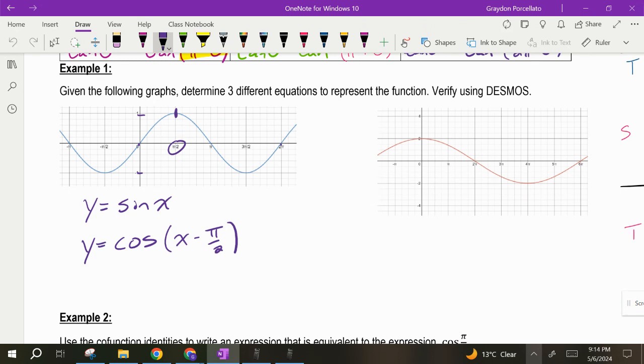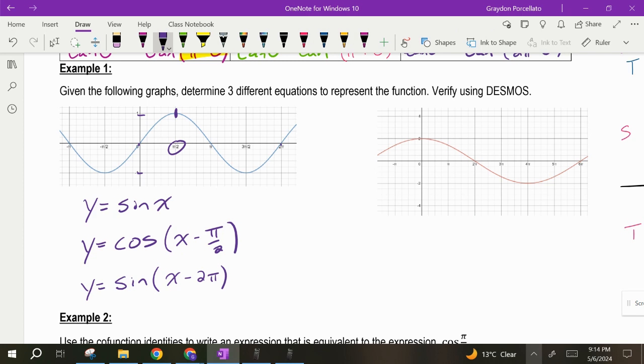Now I want to do another one. Well, let's do this. Y equals, remember, if we write sine and we shift it by its period, we get an equivalent trig ratio. So let's do sine of x minus 2 pi. Boom. That's another one. We shifted it to the right by its period. Remember, there are an infinite number of equations that you can write for that. Okay, so just coming up with 3 doesn't seem too bad when there's infinity possibilities.